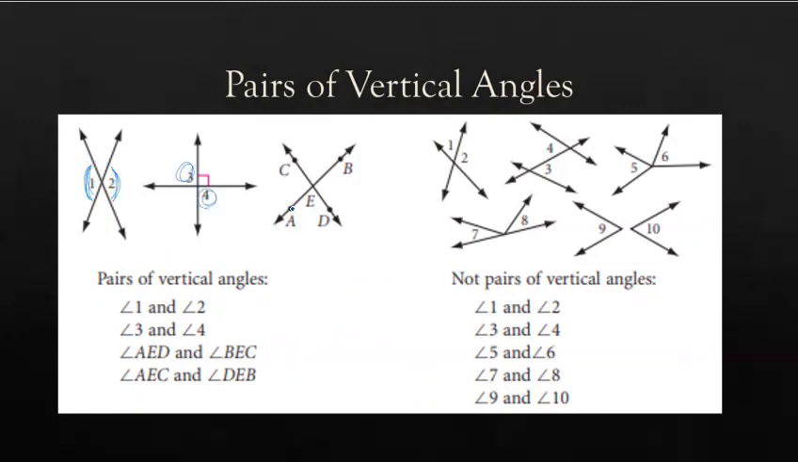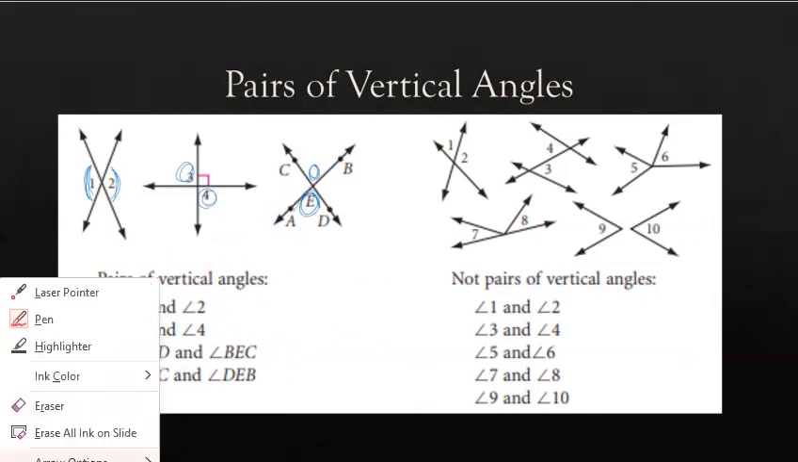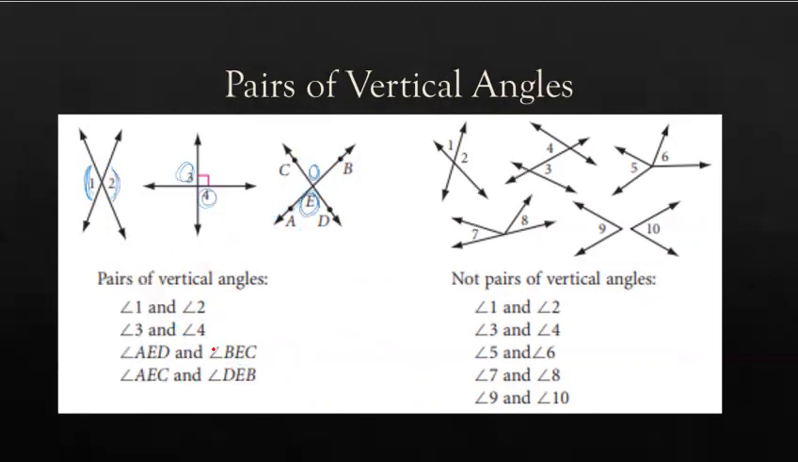Here we have AED, so this one here, and BEC, this one here. We also have AEC, pull out a different color to show that one, AEC and DEB. All right, so now we've defined the red ones as vertical angle pairs and these blue circles as vertical angle pairs, but not all of them.